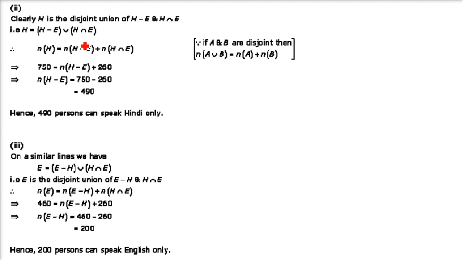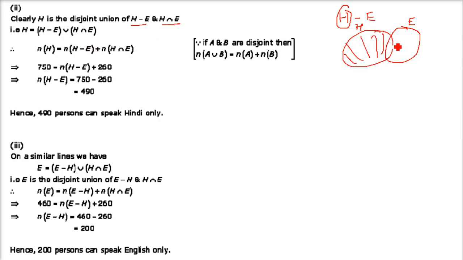The next being asked is, how many speak Hindi only? Hindi only. See, from Hindi, if we subtract the English, then only we get only Hindi people. That is, H is the disjoint union of H minus E and H intersection E. You already know this. And these are two disjoint sets. If this is H and this is E, then H minus E is this portion, and H intersection E is this one. So they are disjoint sets.